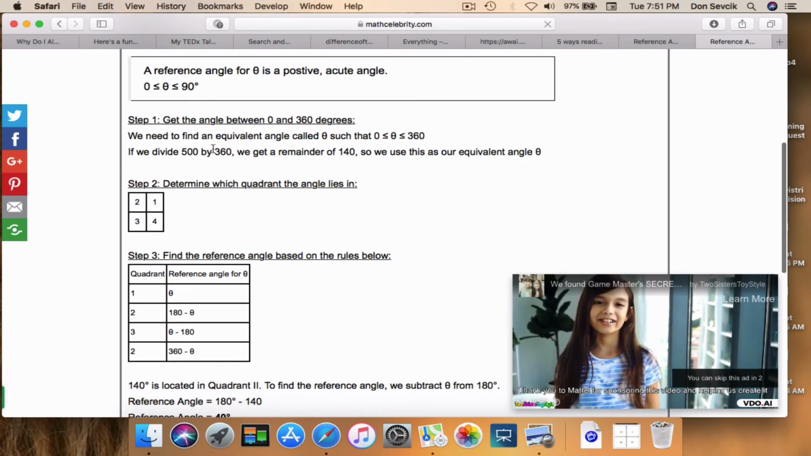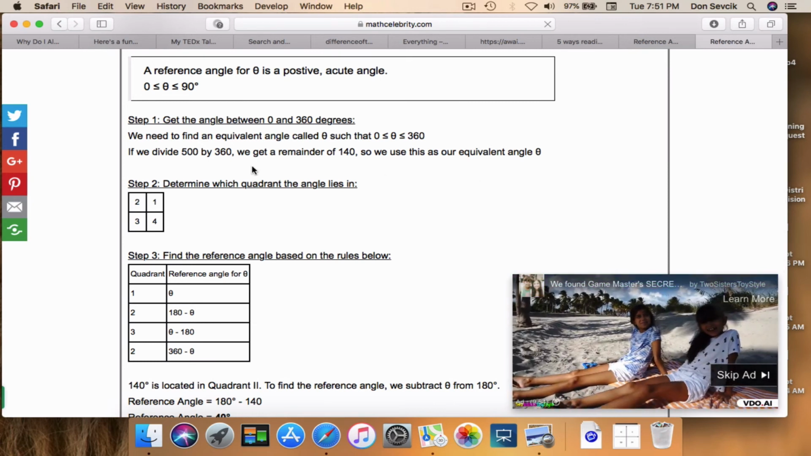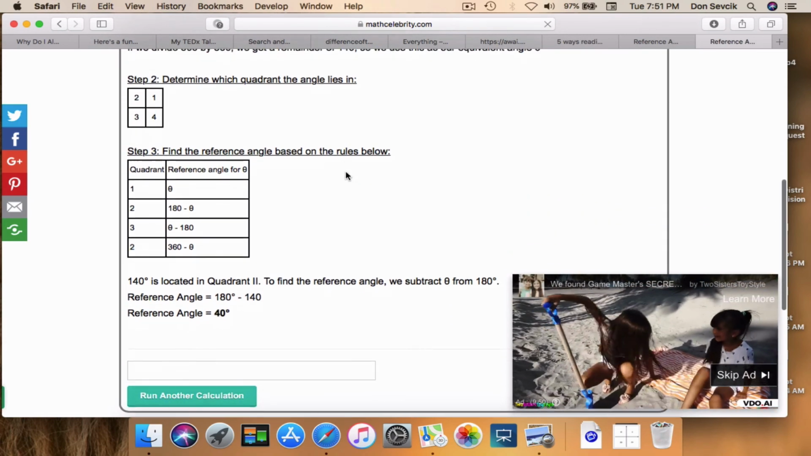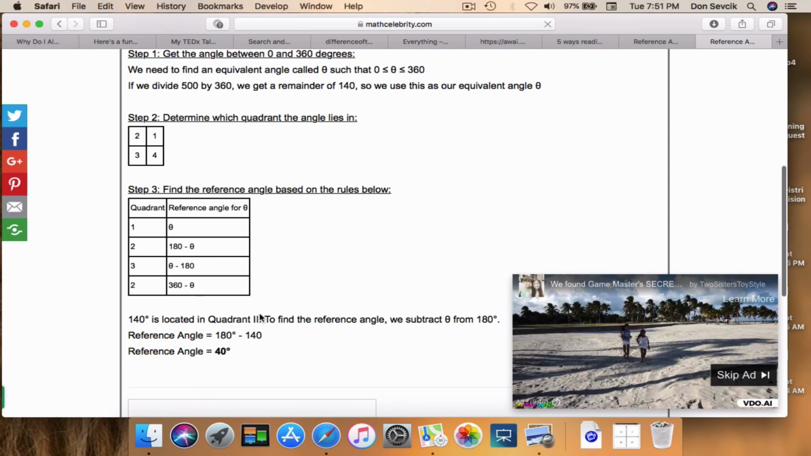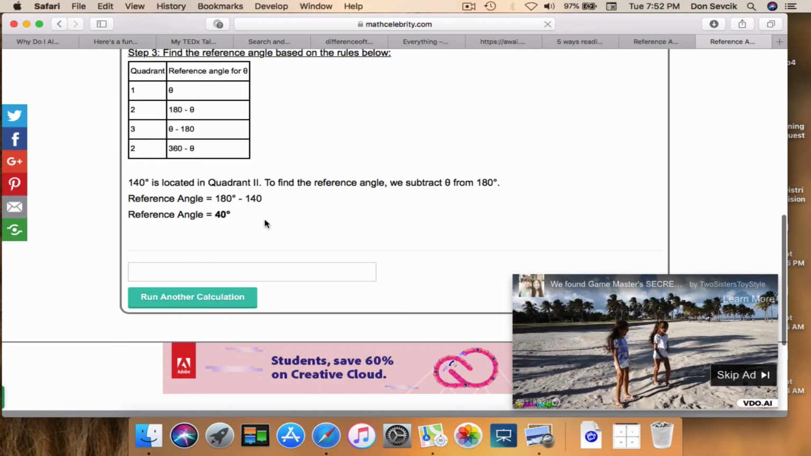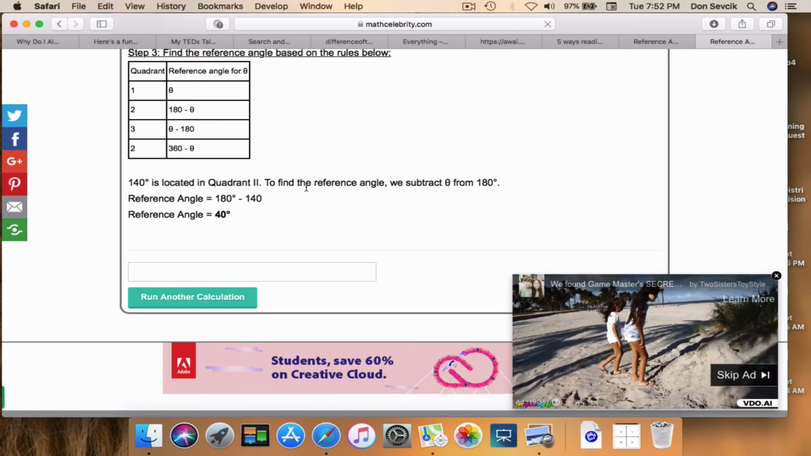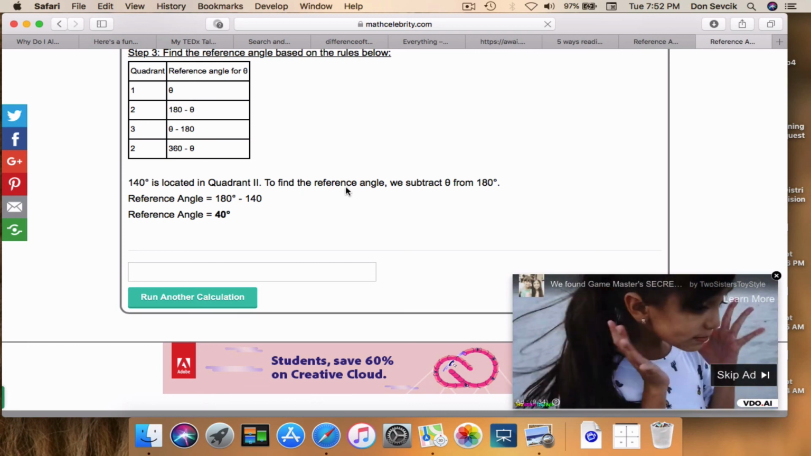As you can see, we walked through step 1. Is our angle between 0 and 360? No, it's not. So we do the adjustment. We get to 140. We determine the quadrant next for 140. That's quadrant 2, and here's our reference angle formula. We subtract and we get our reference angle. That's how simple it is to check your homework and learn the reference angle 3-step formula.